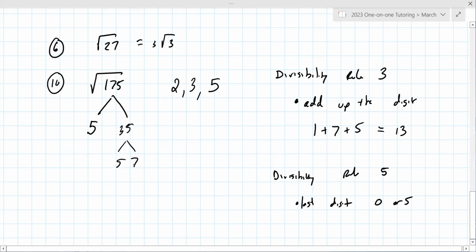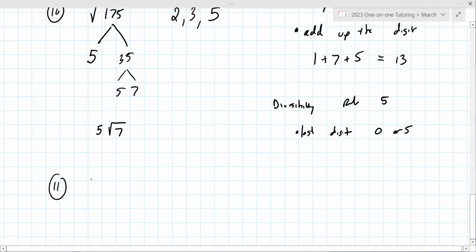Do you have any pairs? What's coming out? What's staying inside? 5 is out and 7 is inside. So read to me the final answer. This one up here was 3 square root 3. What would this one be? 5 square root 7. Good. Good.